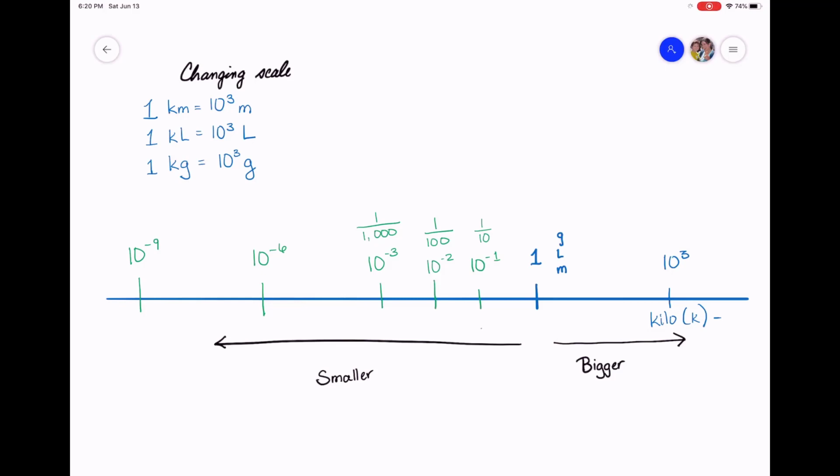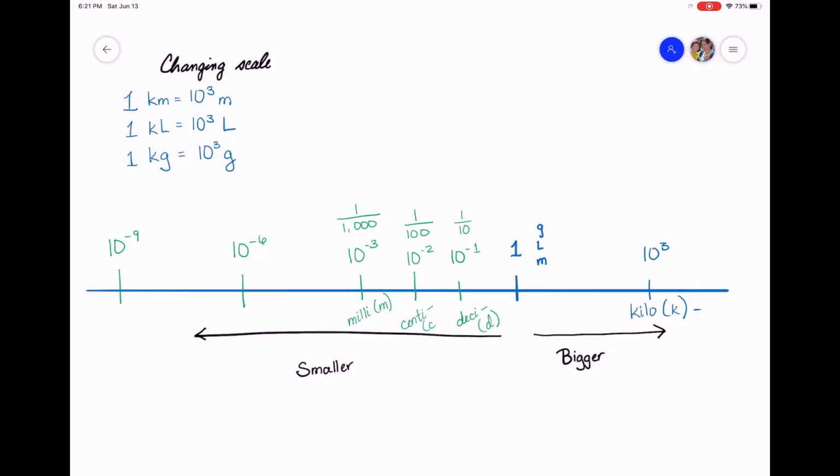So what are they? 10 to the minus 1 is deci, or lowercase d. 1/100th is centi, or lowercase c. 1/1000th is milli, or lowercase m. And then 1 over 1,000,000, or 10 to the minus 6, is micro. But we've already used m, so we're going to use a different symbol called mu, which looks like a U with a dip in the front. Finally, 10 to the minus 9 is nano, or lowercase n.